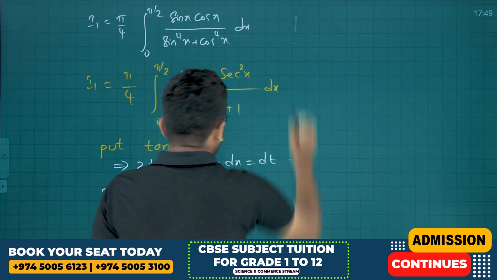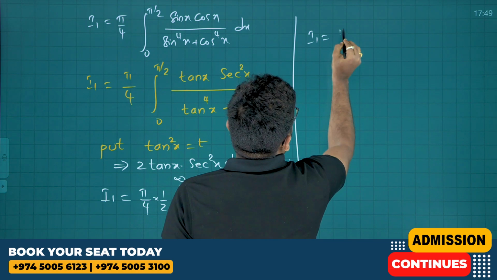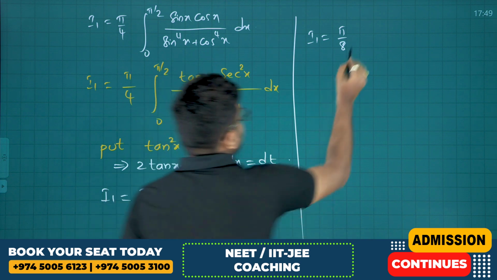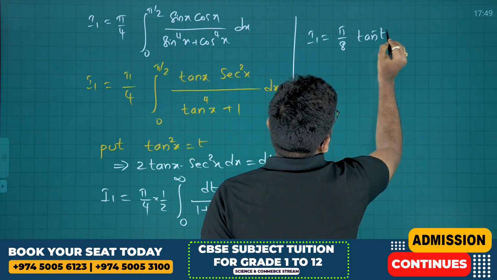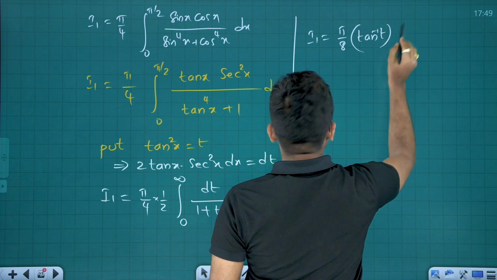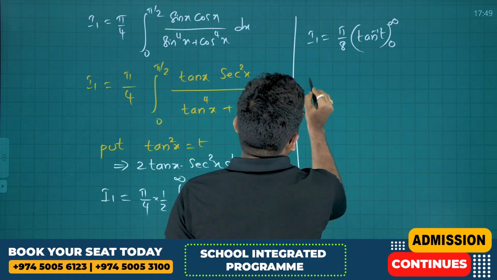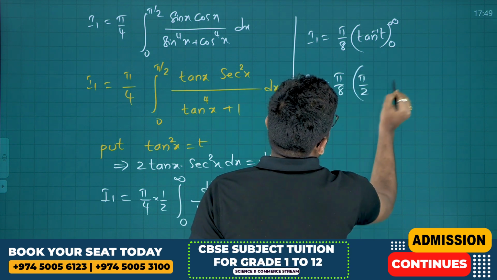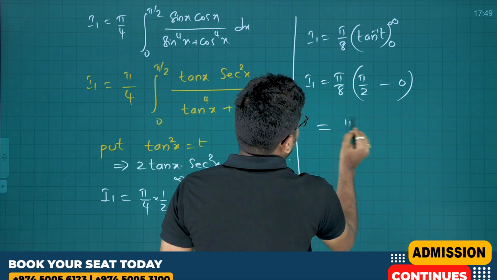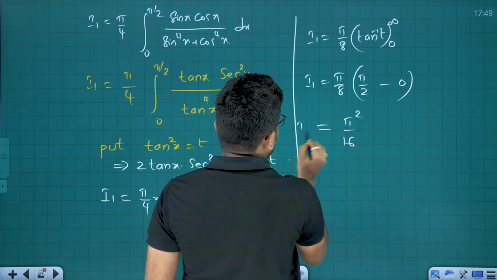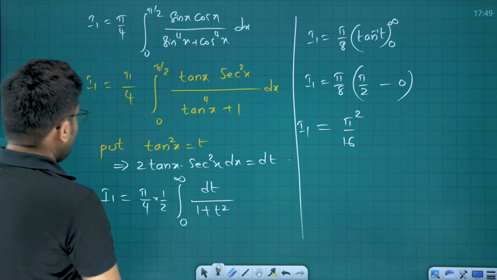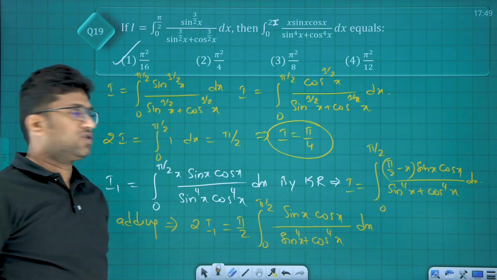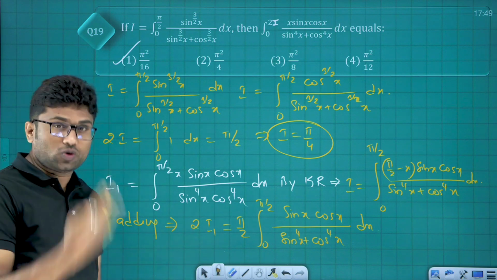So this is very simple now. I1 is equal to pi by 8 times the integral of dt by 1 plus t square, which is tan inverse t from 0 to infinity. So I1 is equal to pi by 8 into tan inverse infinity, which is pi by 2, minus 0, which is pi square by 16. I1 is equal to pi square by 16. Answer is pi square by 16, which is option A. Simple question only. I guess I can say it is lengthy, but it's okay. It's a good question.